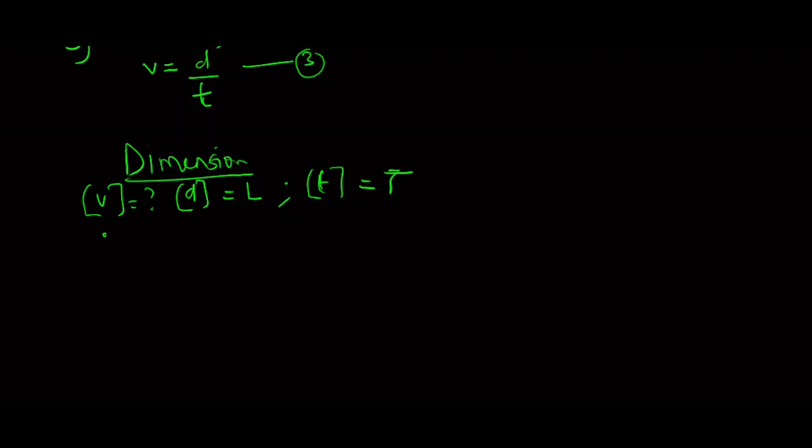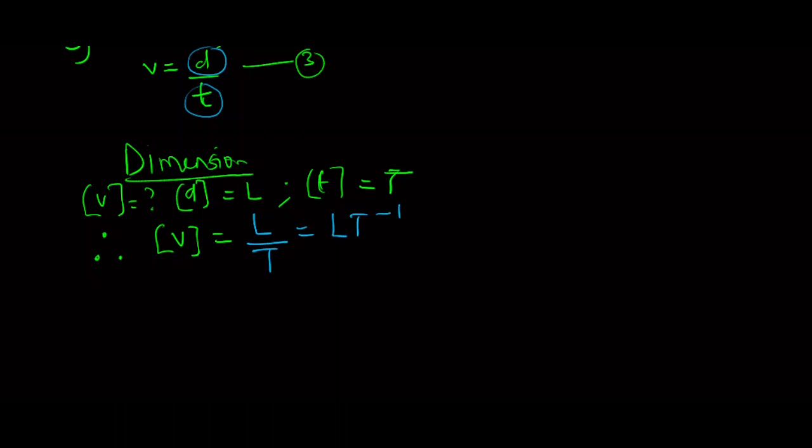We can insert it into equation 3. Then we have the dimension of displacement, which is L, and the dimension of time is T. Then we have LT minus 1.